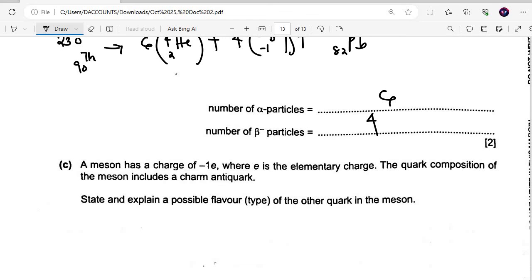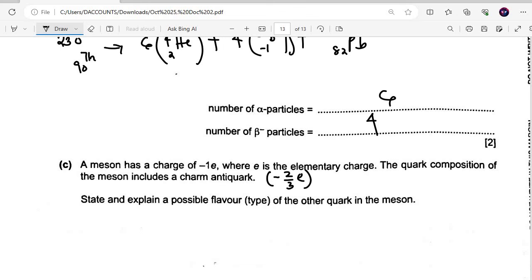Now the next question. A meson has a charge of negative e, where e is the elementary charge. The quark composition of the meson includes a charm antiquark. A charm antiquark is minus 2/3 e. State and explain the possible flavor. Flavor means the type of other quark in the meson. Everything must give us minus 1.